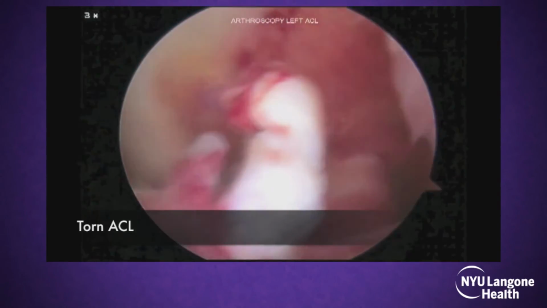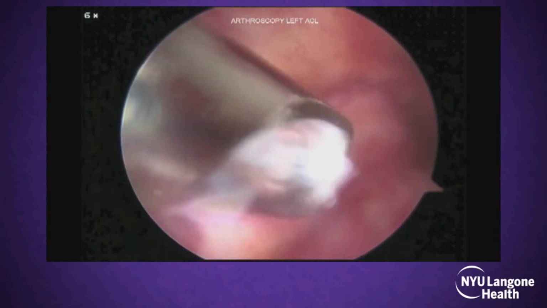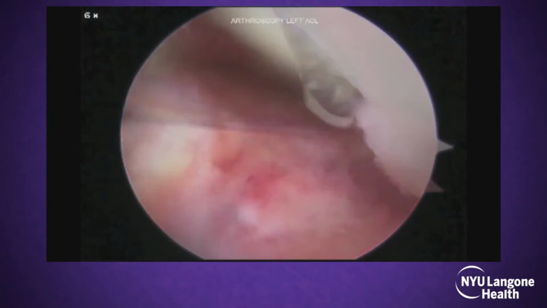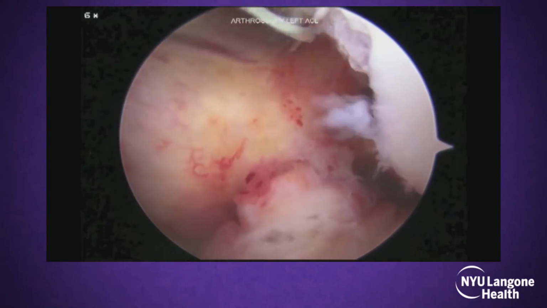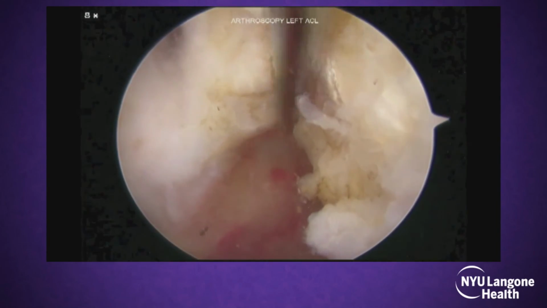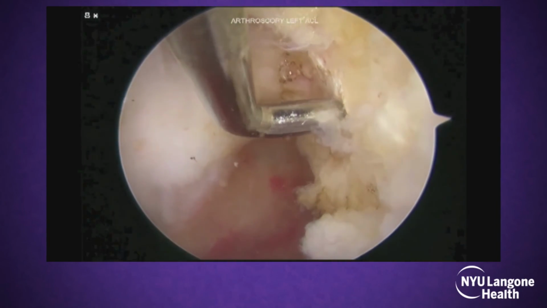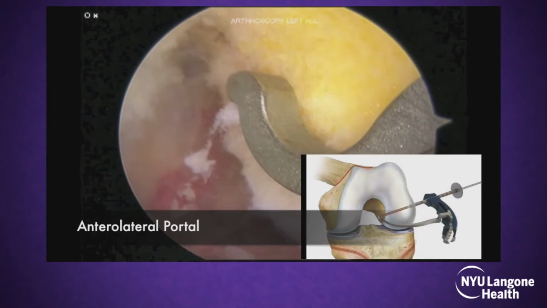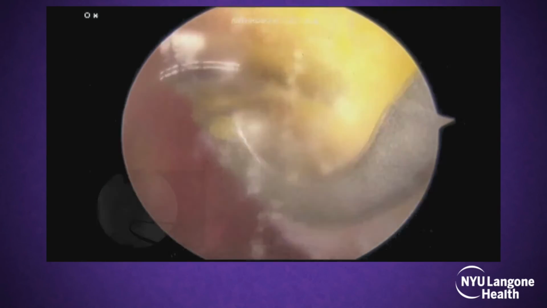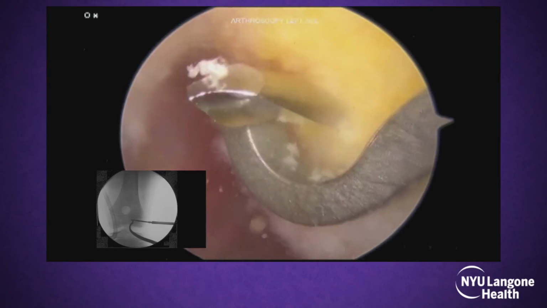In terms of how you are going to do the drilling? Here's the torn ACL. You're not doing a big notchplasty in a kid like this. You're doing sort of a mini notchplasty. You're finding that back wall. And when you use the outside-in drilling, it's easy. You're seeing everything, seeing through the medial portal.